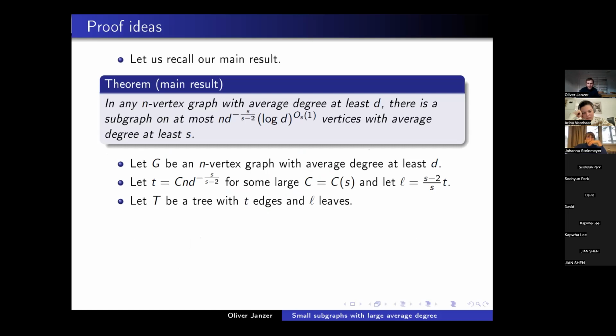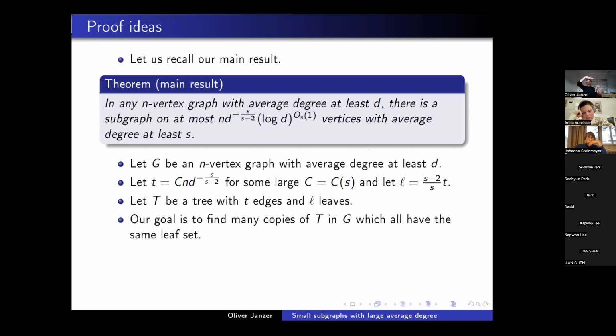Okay, and we take a tree with T edges and L leaves, and our goal is to find many copies, indeed, many copies sharing the same set of leaves. And we take the union of some of them. I'll explain a little bit how we take the union. I mean, there is this issue that on the picture, it was very nice that everything was disjoint from the previous thing. That's absolutely not guaranteed.